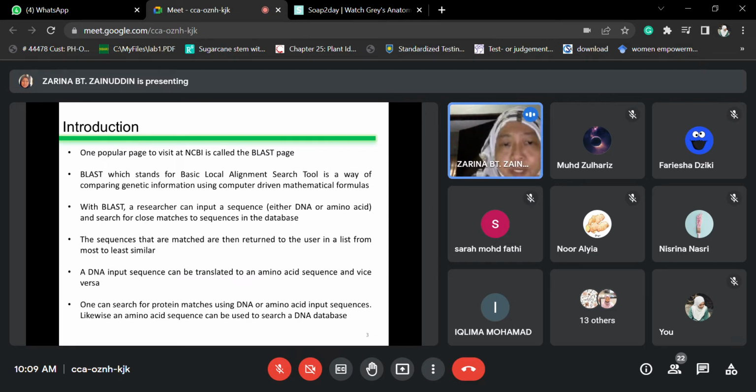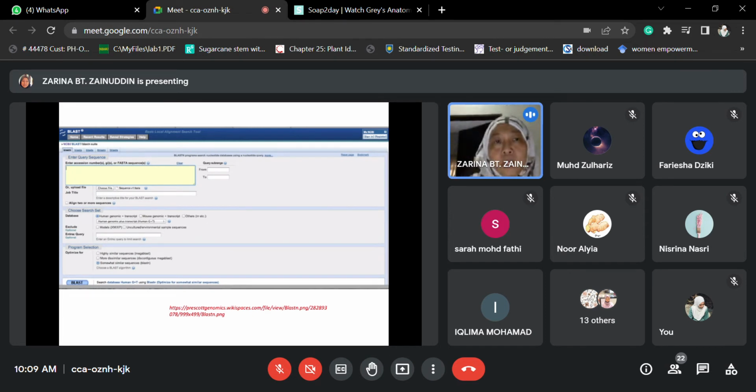Using BLAST also, you can convert a DNA sequence into an amino acid sequence and vice versa. For example, from an amino acid sequence, you can convert to DNA. So this is an example. You can go to NCBI, then click the BLAST page. You can enter the sequence that you want to check, to cross match. You put the sequence here, and then you want to compare to a database, for example human. You can compare also with mouse or with others.